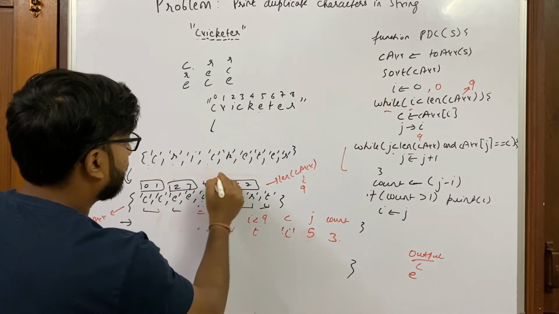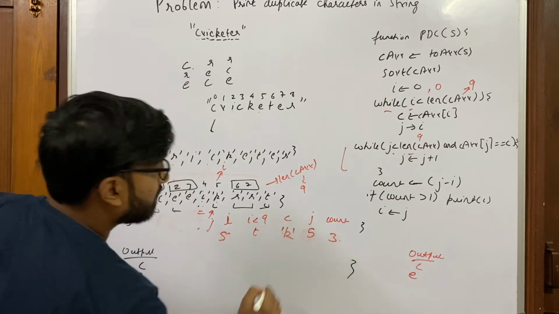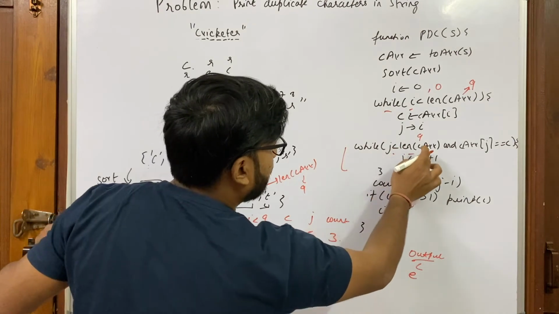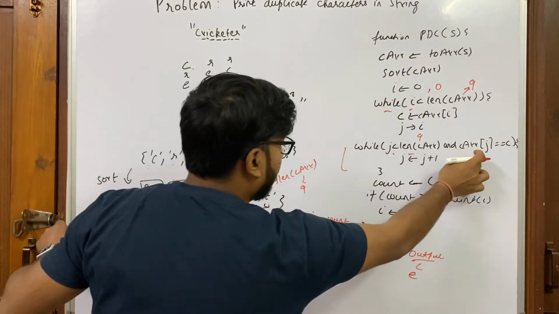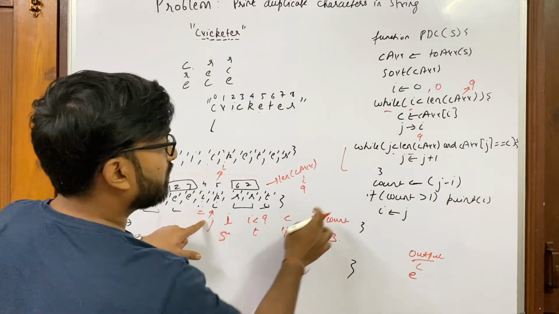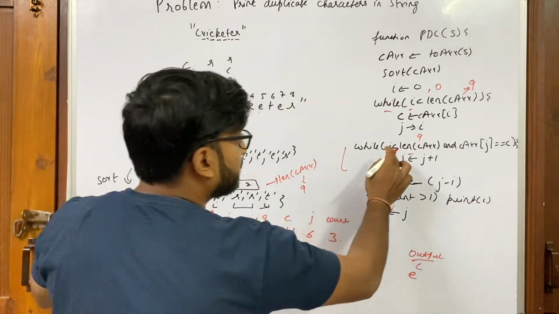I comes here. Okay, now C is basically K. You say J is I, J is 5, J is less than 9, 5 less than 9 is true. C of J is K and C is K, true. You move J forward. Okay, J becomes 6. Then you check 6 is less than 9, true.